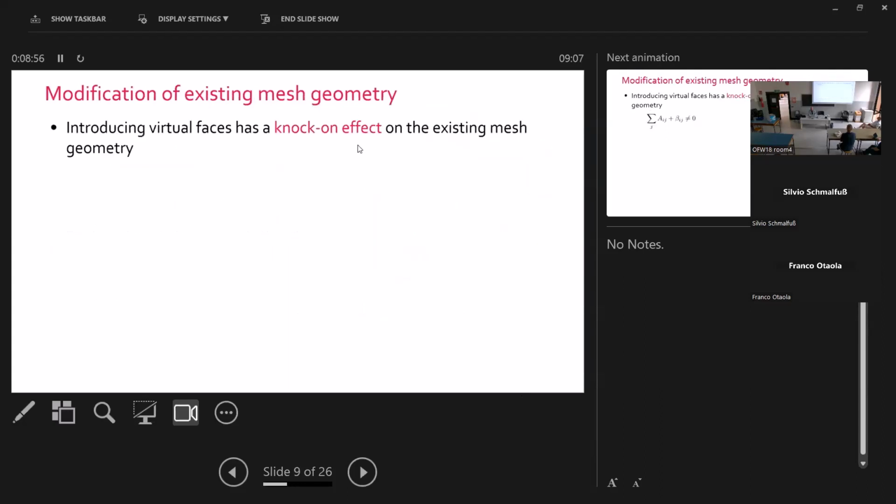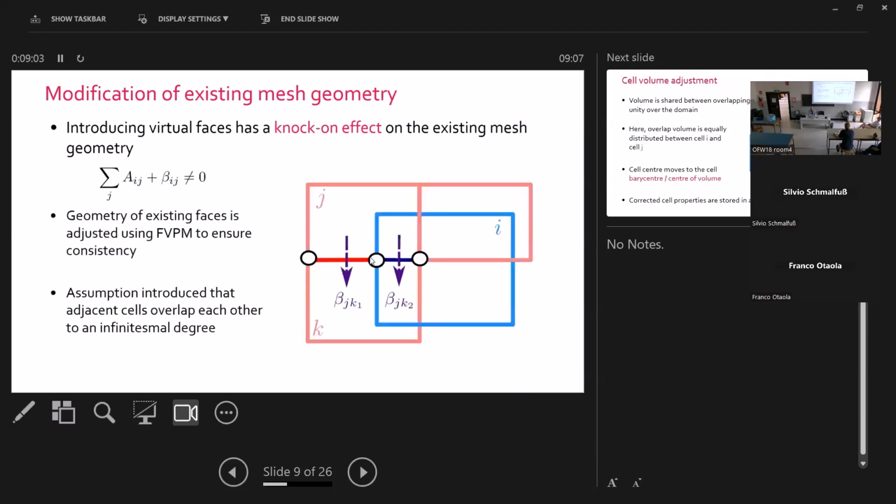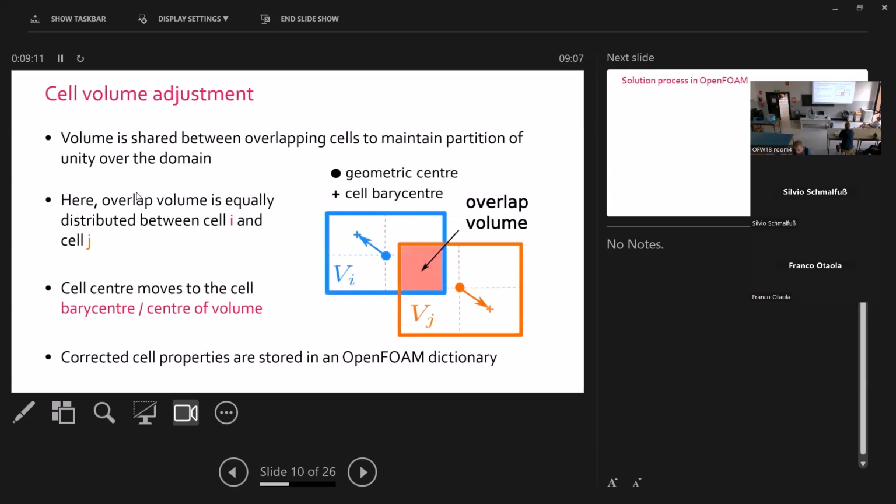Once I do that, that unfortunately has a knock-on effect on the rest of the mesh geometry. So we also need to correct the existing faces in the overlap zone using FEPM so that the sum of all the faces of each cell sums to 0. The second thing we need to do is adjust the volume. In the overlap zone, we're going to take this volume here that is overlapped and share it between the overlapping cells. And this also means that the cell center moves to where the center of volume is of the cell. So there's some adjustment to be done to the cell properties.